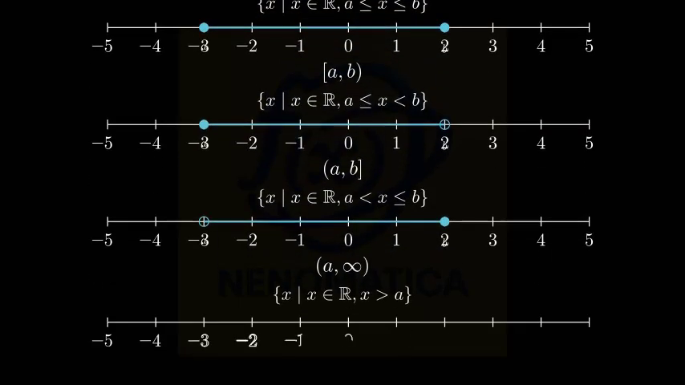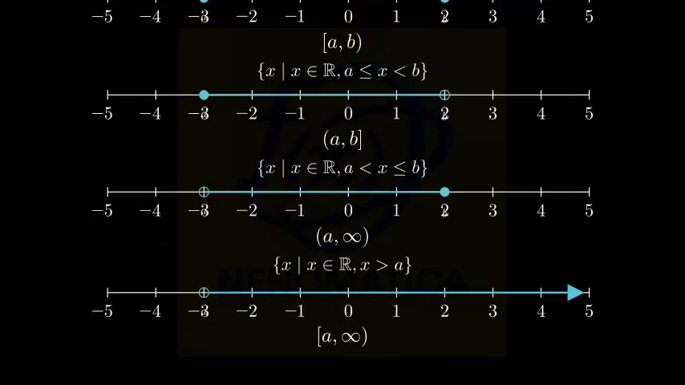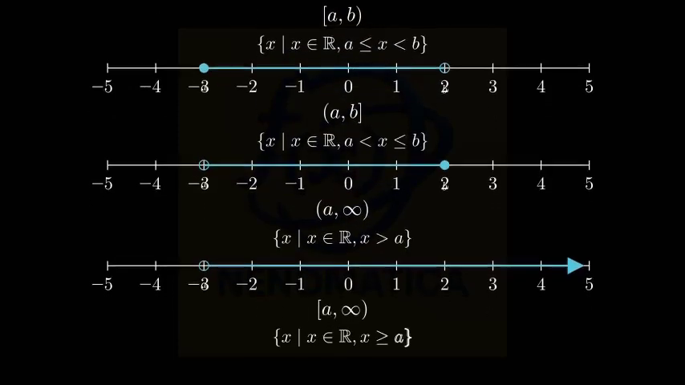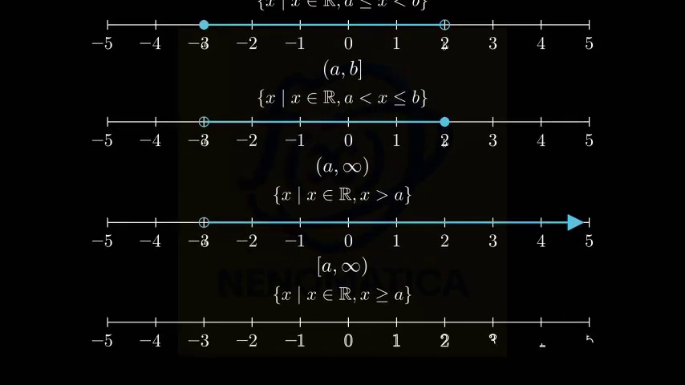On the number line, we represent this with a hollow dot at endpoint a and an arrow extending to the right toward infinity. Similarly, we have [a, infinity) in a square bracket and a parenthesis. This interval includes all real numbers x such that x is greater than or equal to a. On the number line, we represent this with a solid dot at endpoint a and an arrow extending to the right toward infinity.